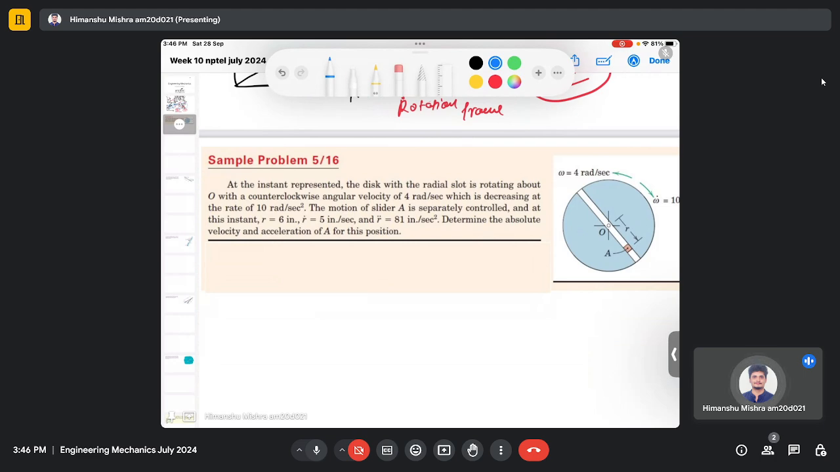So here we are given that at an instant, a disk with a radial slot is rotating about O with a counterclockwise angular velocity of 4 rad per second, which is decreasing at the rate of 10 rad per second square. The motion of a slider A is separately controlled, and at this instant r is 6 inch, r dot is 5 inch per second, and r double dot is 81 inch per second square. Determine the absolute velocity and acceleration of A for this position.